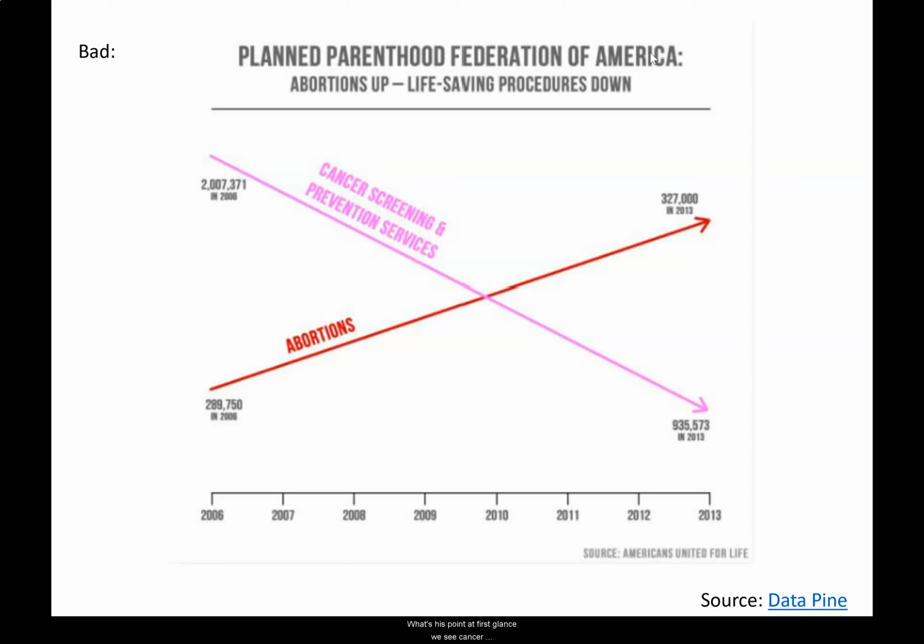That was his point. And at first glance, we see cancer screening was 2 million in 2006 and has decreased to 935,000 in 2013. And abortions have increased from 289,000 in 2006 to 327,000 in 2013. But why is 327,000 above 935,000 on the right? Why is this smaller number graphed above a larger number? That's strange to my mathematical mind. So we can correct it. We can take the data and create a more accurate graph. But the other point to make too is that there's no vertical axis. There's no measurement on the y-axis, the side, that would help us better visualize this change. So let's graph it. Let's change it.